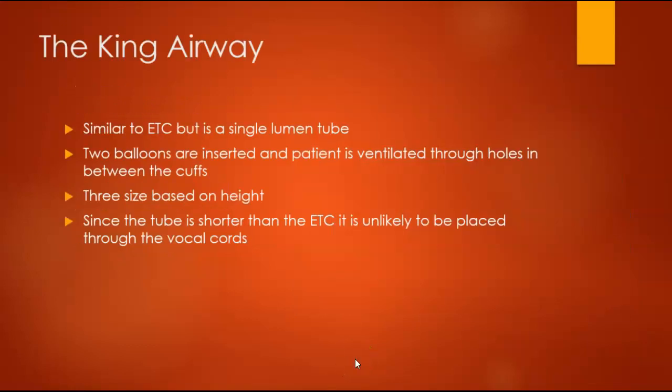Okay, so for King Airways, this is very similar to the combi tubes. There's 2 balloons that are inserted and the patient's ventilated through the holes between the cuffs. There's 3 sizes based on height. Since these are shorter than the combi tubes, it's unlikely to be placed through the vocal cords. So regardless of where this goes, it's not going to go through the vocal cords typically because it's too short.